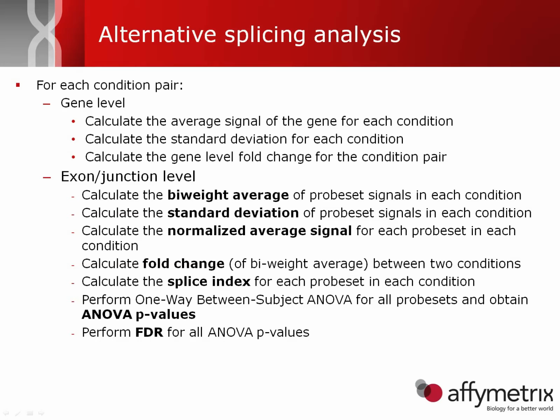Then at the exon level, there's a calculation performed to calculate the biweight average, the standard deviation, and the normalized average signal for each probe set in each condition. And then between the probe sets, both the fold change and the splice index for each probe set is calculated. A one-way ANOVA is calculated to produce p-values for each of the conditions, and then the FDR correction is applied to all the p-values. If you have questions about how to set up an analysis and further details of this, please refer to one of the other webinars on the Affymetrix.com.